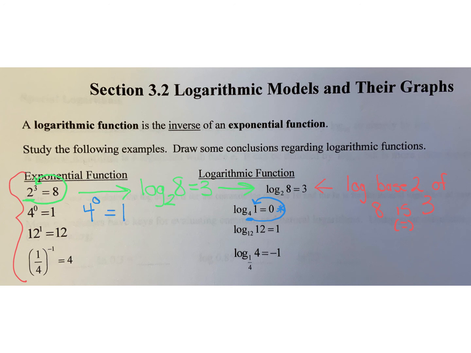And the pattern continues. Log base 12 of 12 equals 1. Log base 1/4 of 4 equals -1. Right there. So let's try a few.